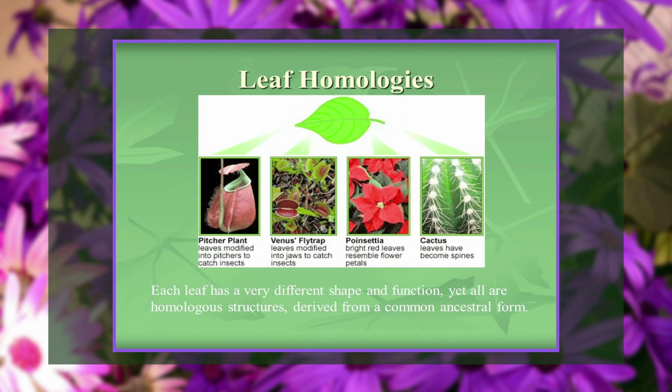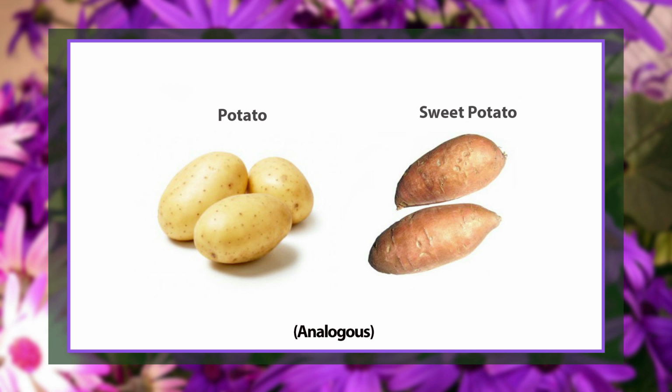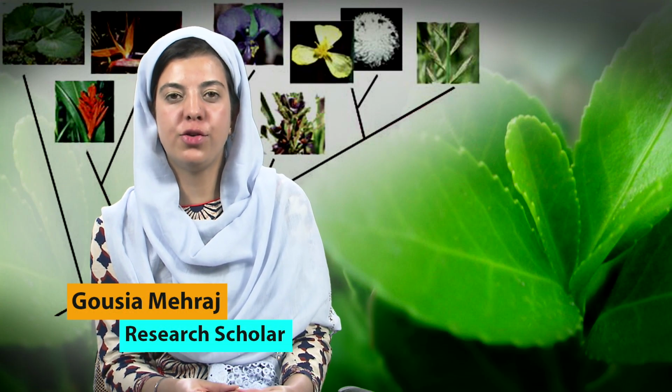If applied to plants, the leaves of pitcher plant, Venus flytrap, poinsettia and cactus show different functions and shapes. Each of these leaves is a homologous structure derived from a common ancestral form. The tuber of potato and the tuber of sweet potato, on the other hand, are analogous. While potato is a modified stem meant for storage of food, sweet potato is a modified root.